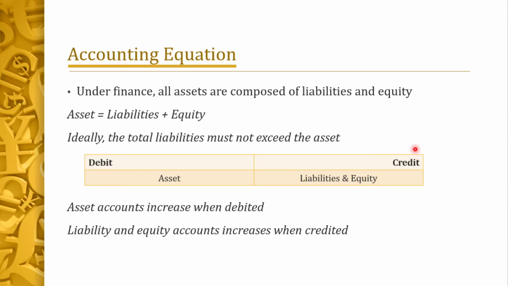Now, in the accounting equation under finance, all assets are composed of liabilities. That is why the accounting equation is: asset is equal to liabilities plus equity. Asset accounts increase when debited, while liability and equity accounts increase when credited. When asset accounts are credited, they decrease, while liability and equity accounts decrease when debited.